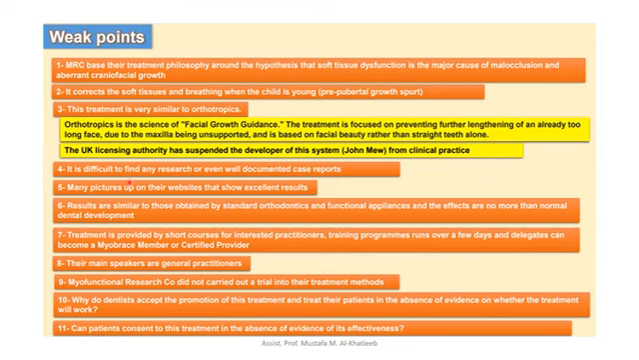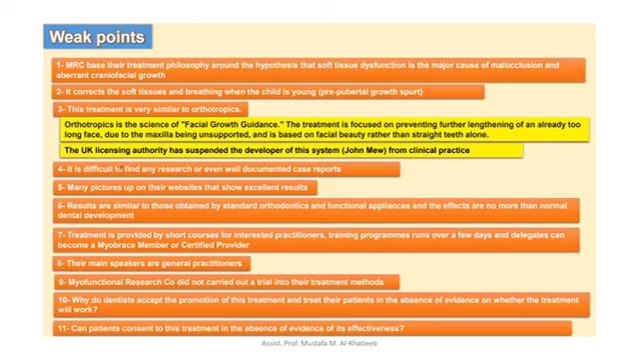The weak points: Myofunctional Research based the treatment philosophy around the hypothesis that soft tissue dysfunction is the major cause of malocclusion and aberrant craniofacial growth. It's correct. The soft tissue and breathing, when the child is young, at pre-pubertal growth spurt, the treatment is very similar to orthotropics. Orthotropics is a science of facial growth guidance. The treatment is focused on the prevention of further lengthening of an already too long face due to the maxilla being unsupported, and is based on facial beauty rather than straight teeth alone.